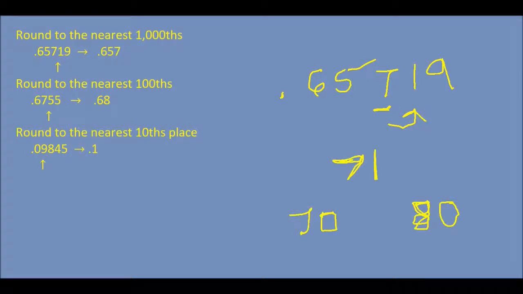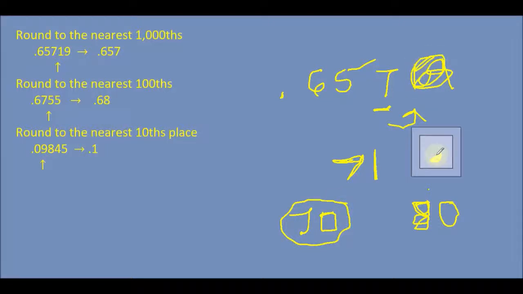So is 71 closer to 70, or is it closer to 80? If you said 70, you are right on the money. Exactly. So now, if we're going to round, we get rid of these numbers and just put 0.657. There you go. We rounded that one number.